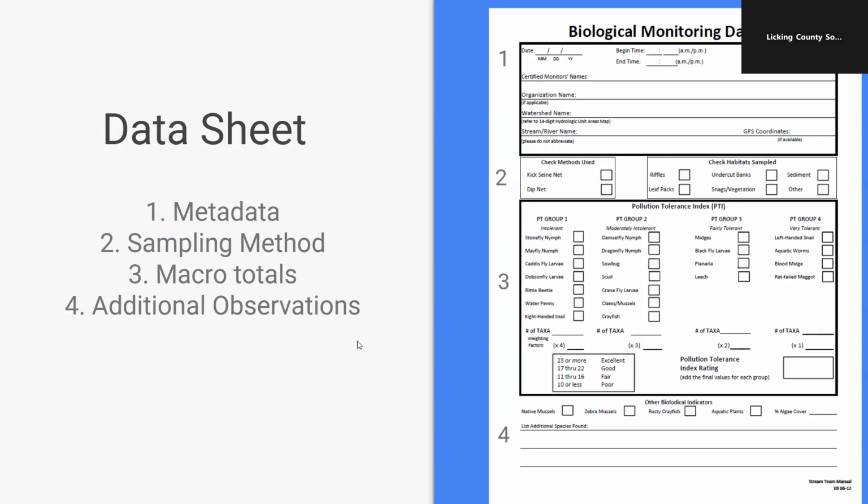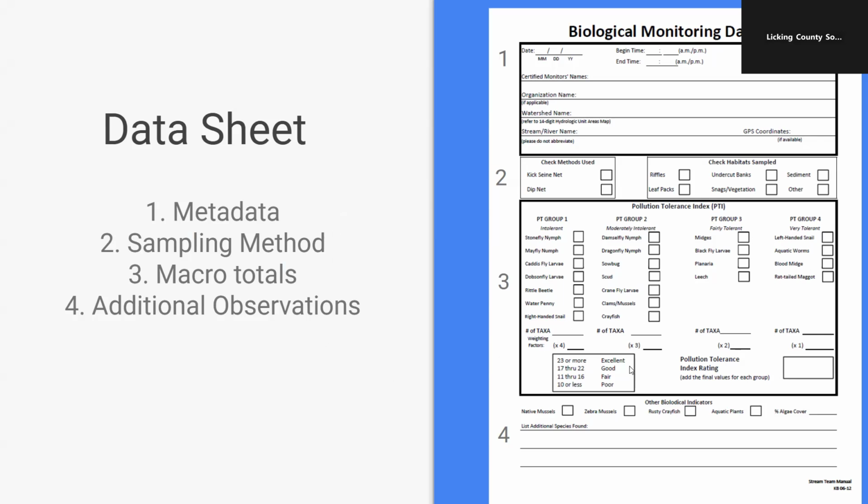So here's a basic look at the data sheet we use, the biological monitoring data sheet. It's got four basic components. We've got the metadata area where you add your time, date, and your information on your watershed, your HUC, and whom is doing the monitoring. We've got your sampling method. In this case, it's either kickseine or dipnet, and your habitat sampled. So we have riffle, undercut banks, sediment, leaf packs, snags slash submerged vegetation, and other.